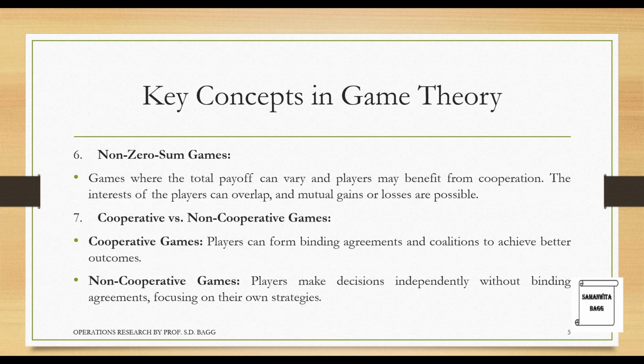The next one is non-zero-sum games, games where the total payoff can vary and players may benefit from cooperation. The interests of the players can overlap and mutual gains or losses are possible. So when it is a zero-sum game, it is completely one player losing and the other winning. But non-zero-sum games means there will be certain cooperation that is being made and hence they are able to sustain in the market.